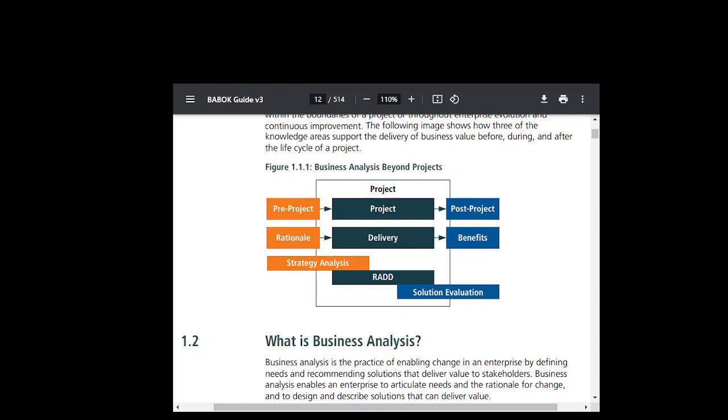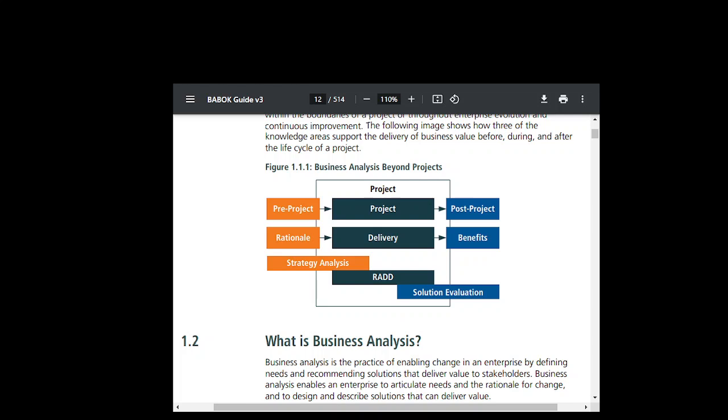Then post-project, when you are now done with the project, you are looking at, has this met our need? Has this served our purpose? You are now weighing what you've done, right? What's the rationale? What's the idea behind this? Then when you now go into delivery of that project, do we see the benefits? Now the strategy analysis, that's requirement analysis and design definition. What strategy do we want to take when it comes to this project?